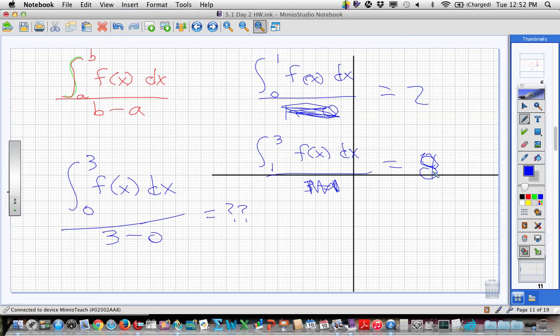So the integral from 0 to 1 is 2. The integral from 1 to 3 is 8. So that means the integral from 0 to 3 is 10. And then over 3. 10/3 is my average value. The average value from 0 to 3 is this formula here. So I needed the integral from 0 to 3, which I just got to be 10, so it's 10/3. So the average value is 10/3.